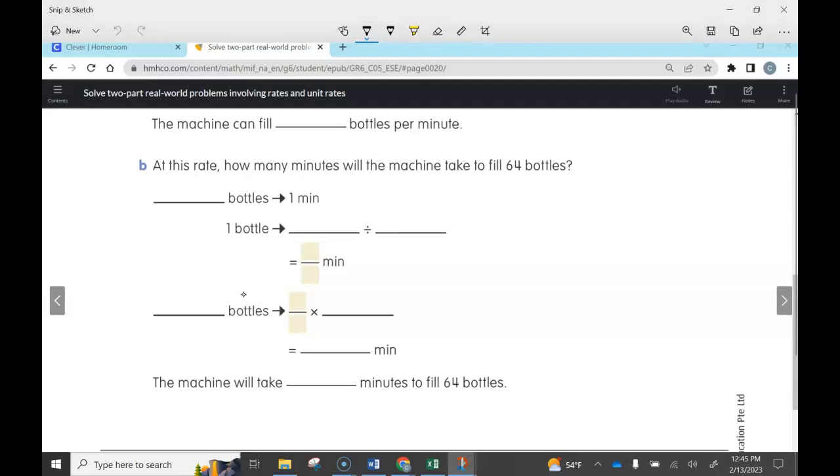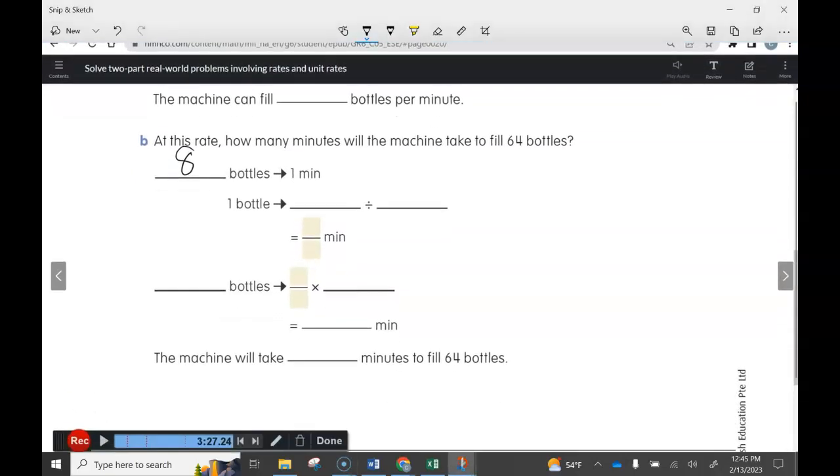We know 8 bottles in a minute is the unit rate. Then we take 1 bottle and divide by 8. So that looks at 1 minute, 8 bottles. And we need to think about our 64 bottles, which translates to 1 bottle every 1/8 minute. You're going to multiply that 64 times the 1/8.